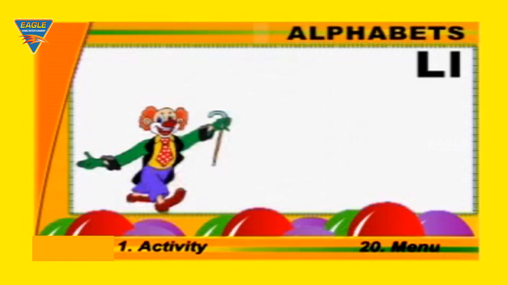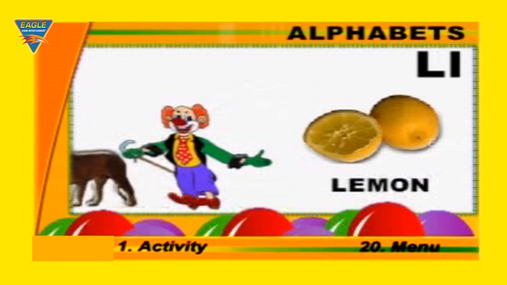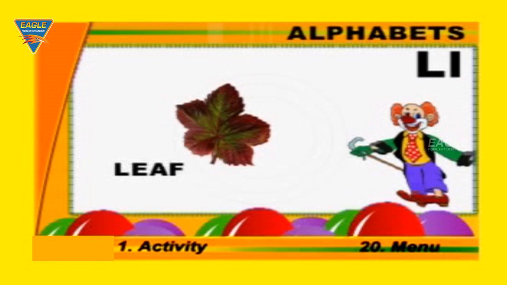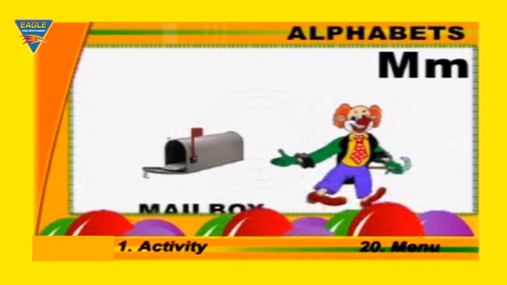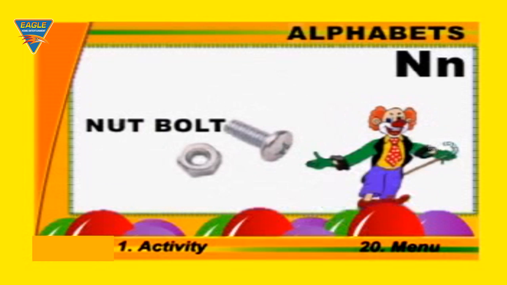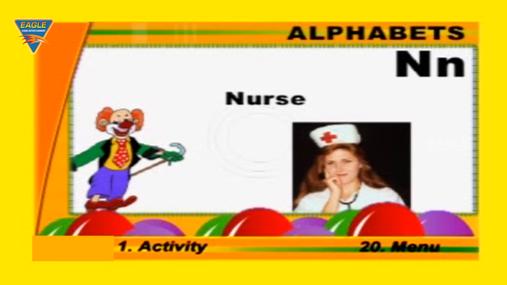L. L for lion. L for lemon. And L for leaf. M. M for medal. M for milk. And M for mailbox. N. N for nut bolt. N for nest. And N for nurse.